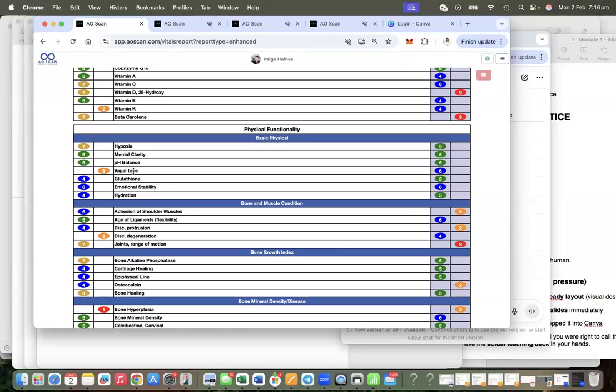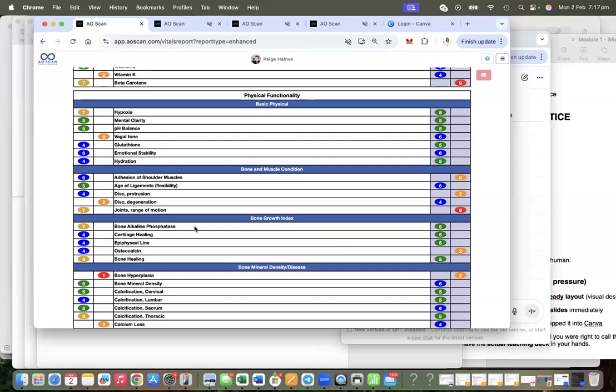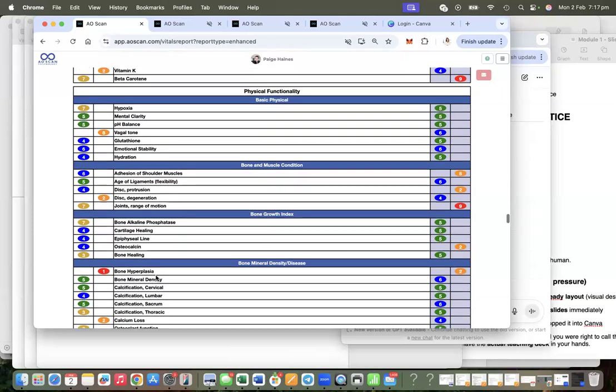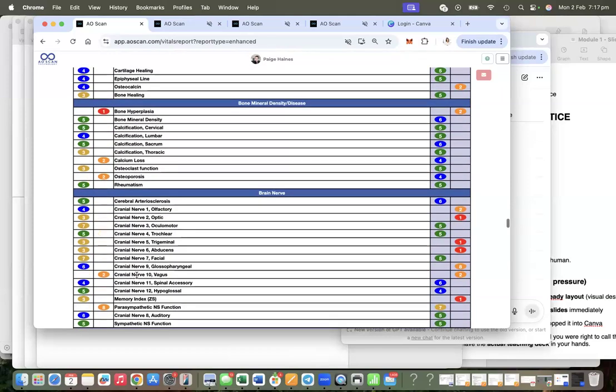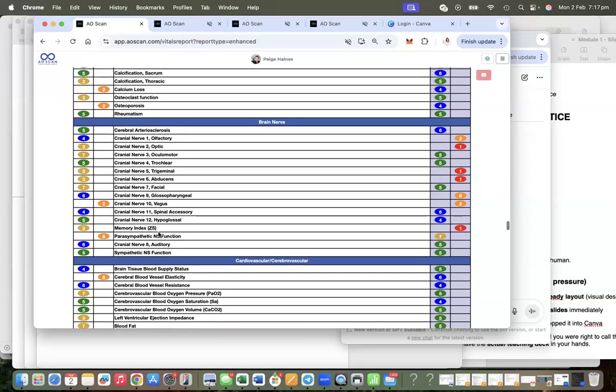Vagal tone, what's that related to? Does everyone know? Vagus nerve, right? As soon as you see anything vagus, that is stress. Okay. So that's something that I would be looking at with the client. And you can see down here, it's the vagus nerve as well. And you can see there's quite a few nerves that are out of balance there, and parasympathetic nervous system function. That's my rest and digest, as is the vagus nerve.